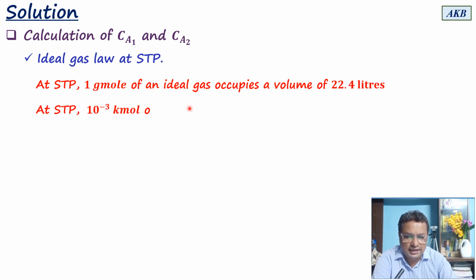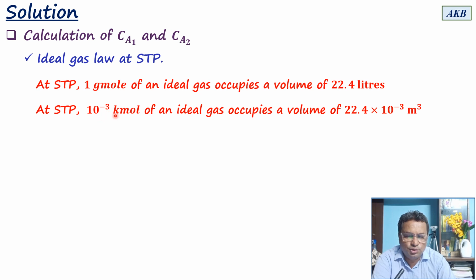So we know at STP 1 gram mole of an ideal gas occupies a volume of 22.4 liters. That is, I can say 10 to the power minus 3 kilomole. 1 gram mole is 10 to the power minus 3 kilomole. So at STP, 10 to the power minus 3 kilomole of an ideal gas occupies a volume of 22.4 liters, that is 22.4 into 10 to the power minus 3 meter cube. So the known information I have written in a different form.